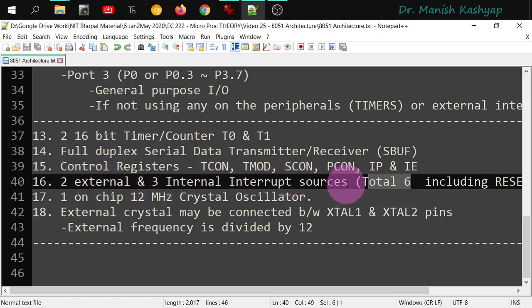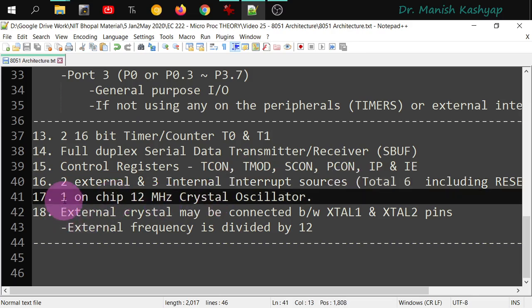So when we deal with the topic of interrupts in 8051, we will see what these interrupts are, and in this lecture we are probably going to see the structure of the interrupt vector table also, right? Now let's talk about the oscillator. It has one on-chip oscillator of 12 megahertz. It's a crystal oscillator whose frequency is 12 megahertz. So that is present there.